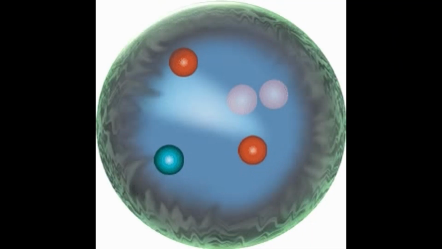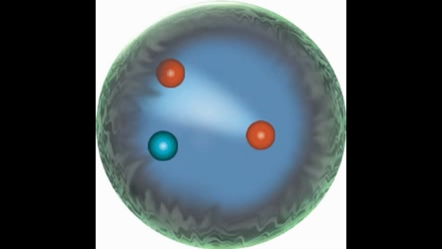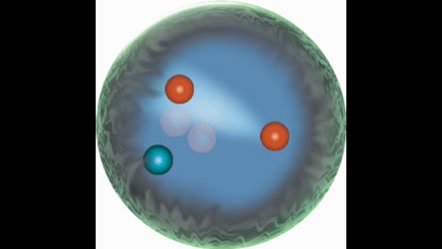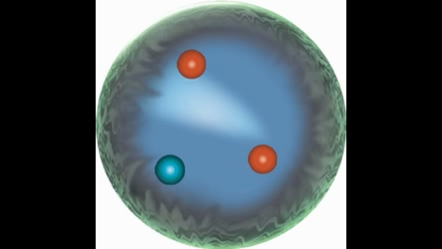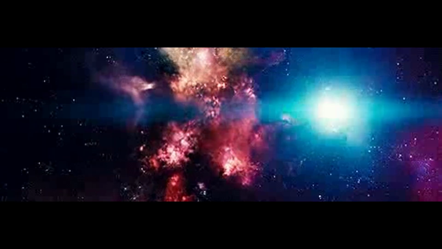While the IQHE involves the quantization of the Hall conductance at integer multiples of e²/h, where e is the electron charge and h is Planck's constant, the FQHE involves quantization at fractional values of this unit. This means the Hall conductance takes on values like 1/3 e²/h, 2/5 e²/h, etc.